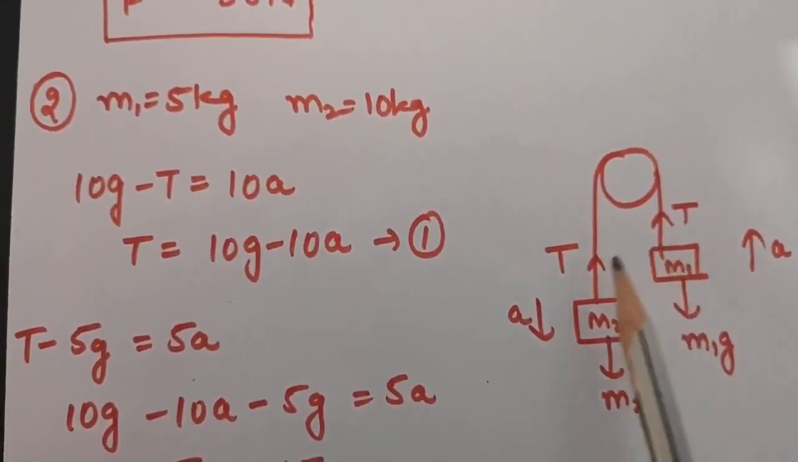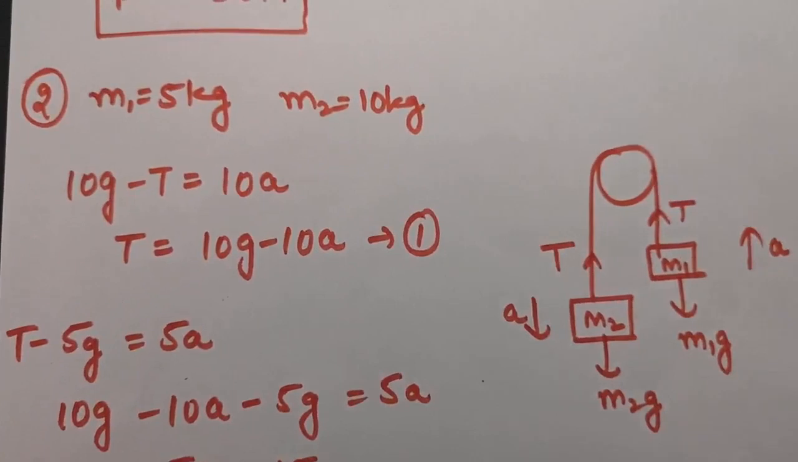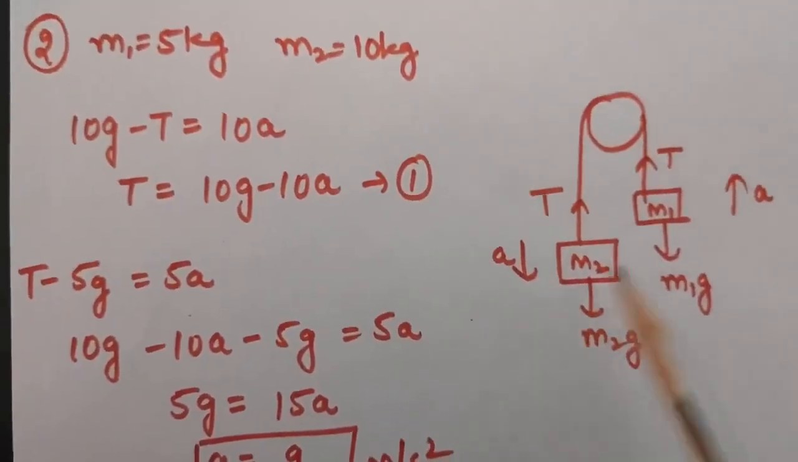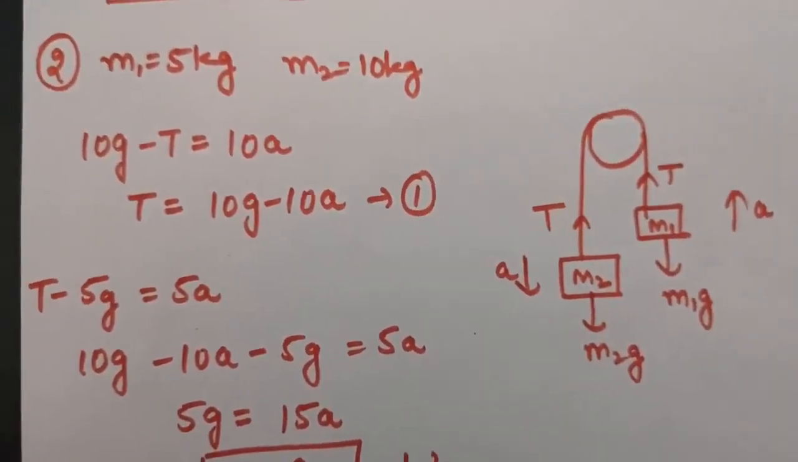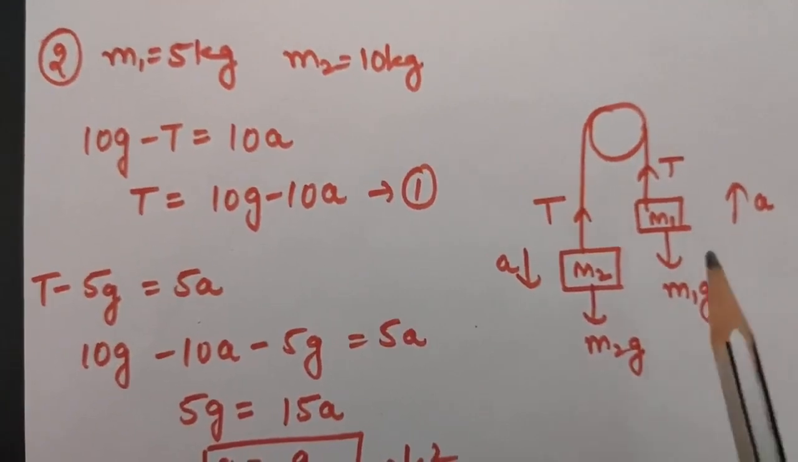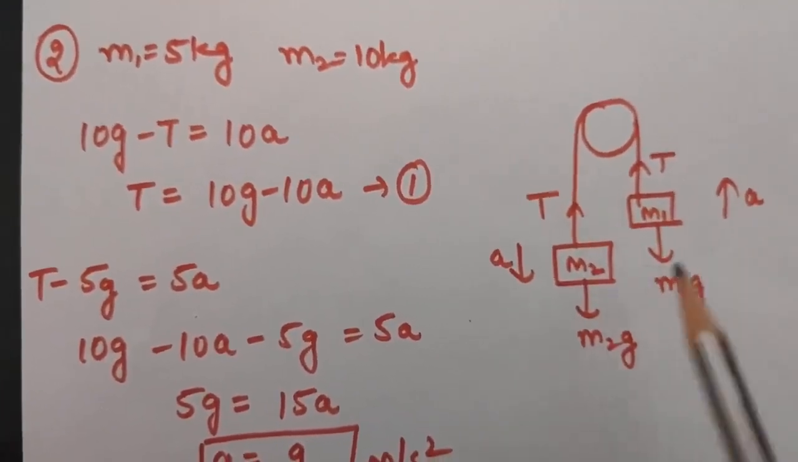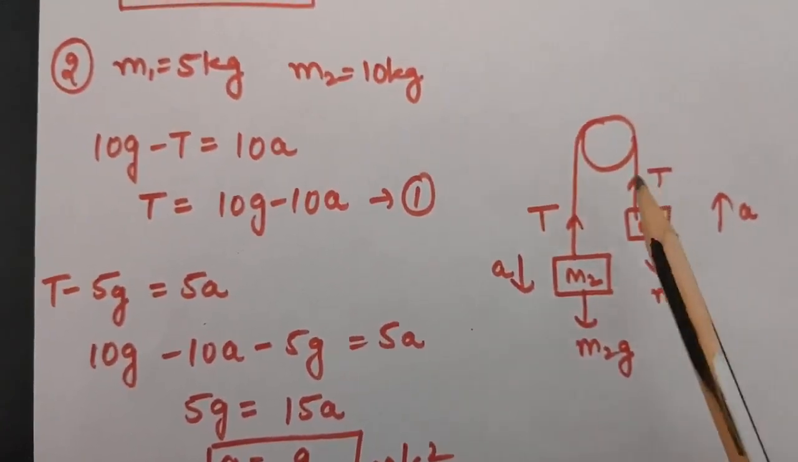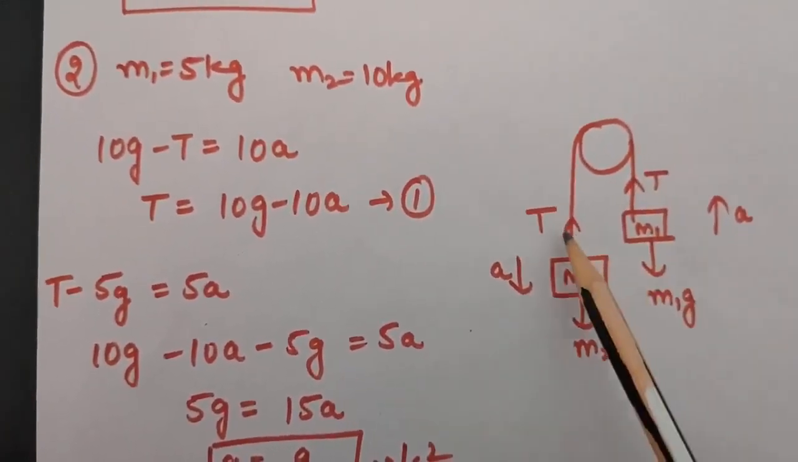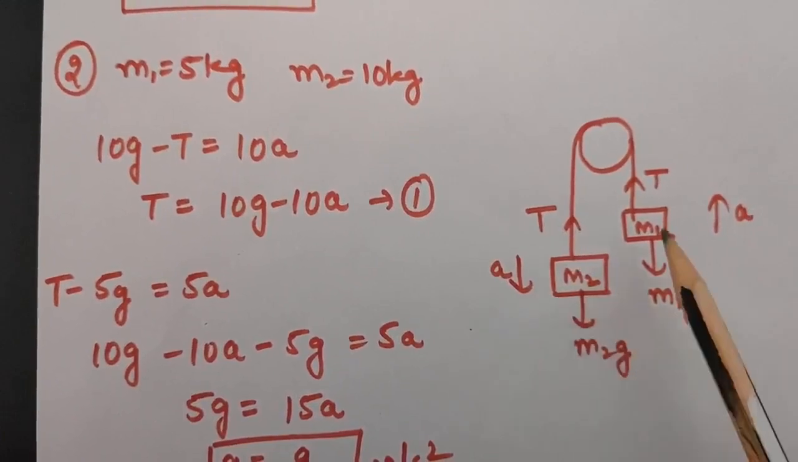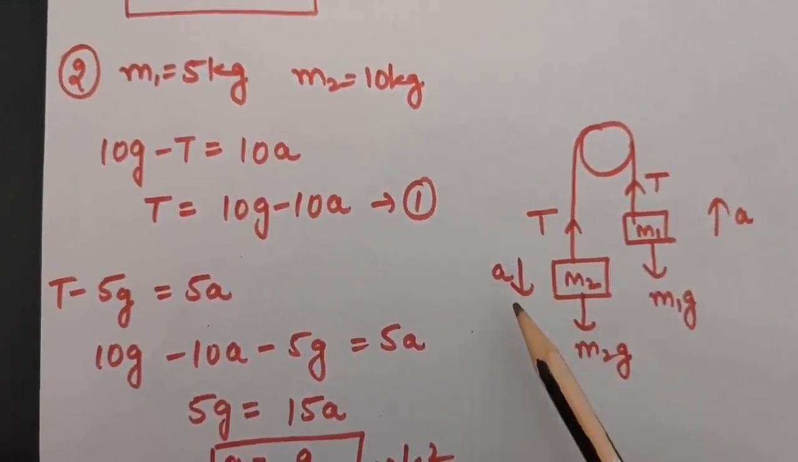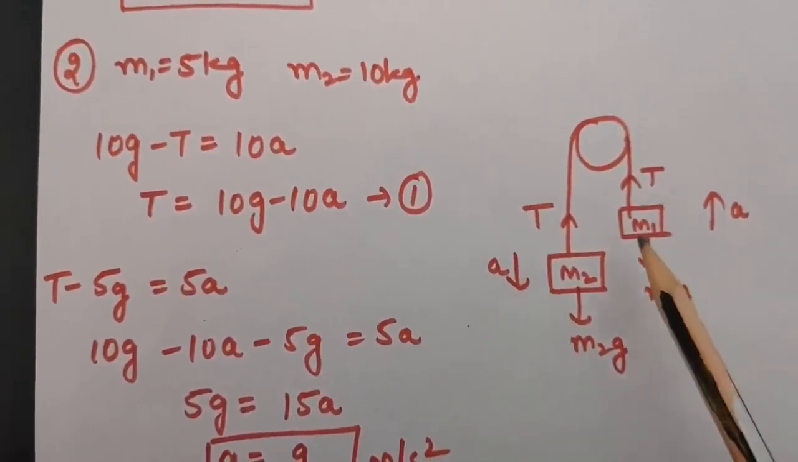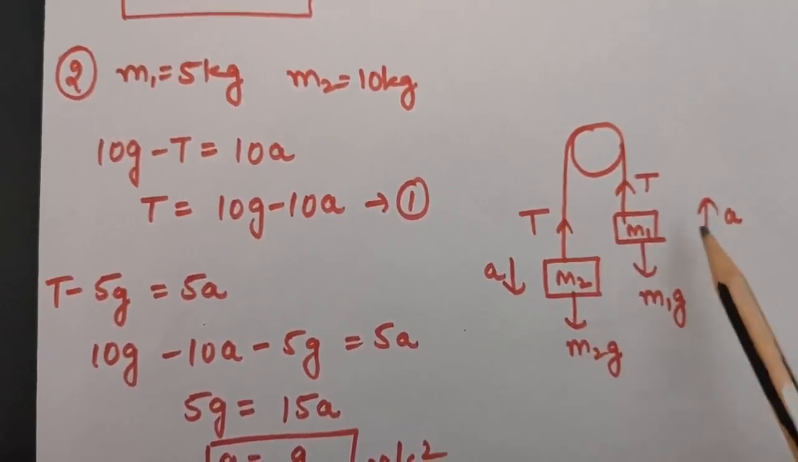Okay, so the second question says that there are two masses M1 and M2 which are attached to an inextensible string on a pulley. Then you have to calculate the acceleration of the masses when they are released. So as you did in your theory lectures, let us assign all the forces acting on the two masses. So this is M1G, this is tension, this is M2G, this is tension. Because M2 is greater than M1, let us say M2 is moving downward with acceleration A. So M1 will move upward with acceleration A.